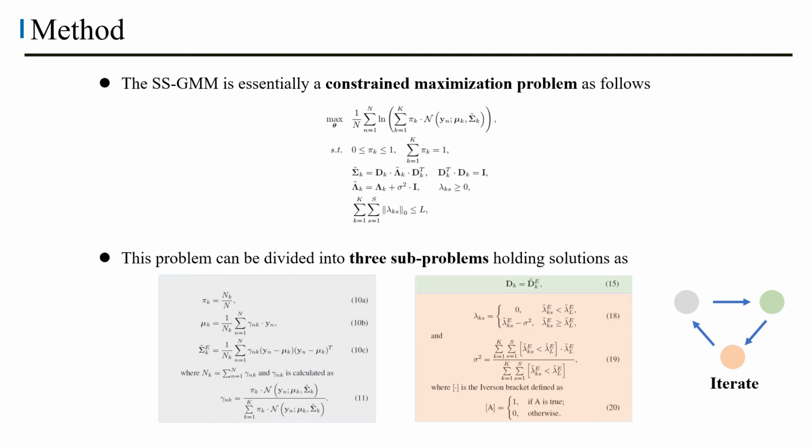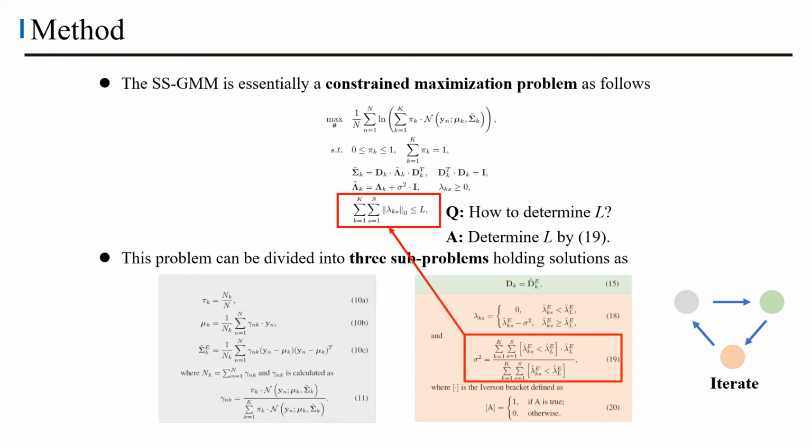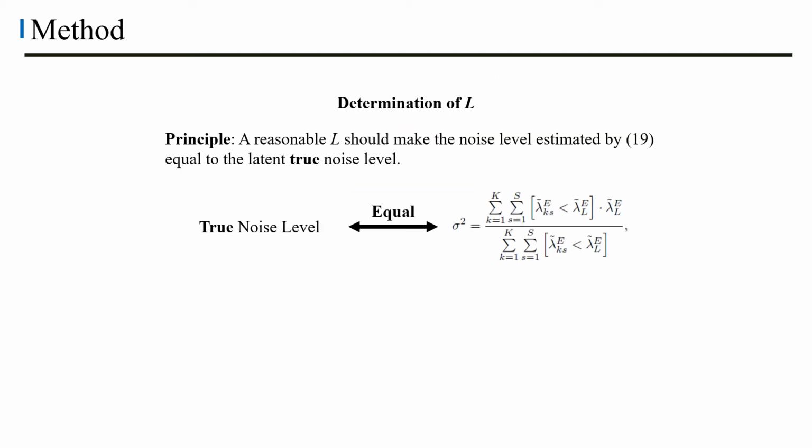Now, we are going to consider the problem, how to determine the parameter L. Here, we propose to determine L with the equation 19. We observed that the equation 19 is to calculate the square of sigma, which is the noise level. Therefore, we think that a reasonable L should make the equation 19 equal to the true noise level. But the problem is, the true noise level is unknown.